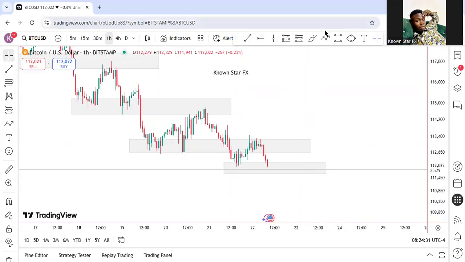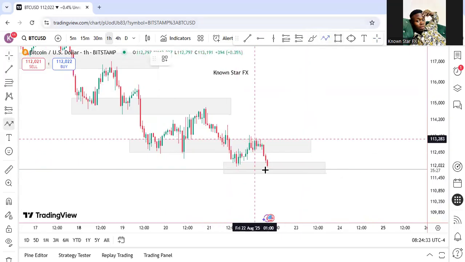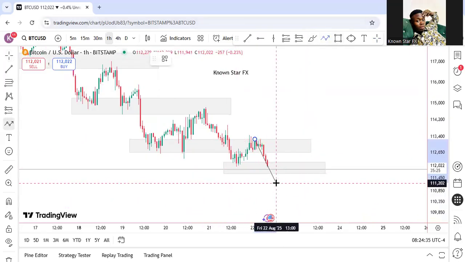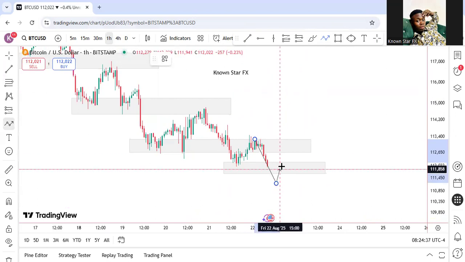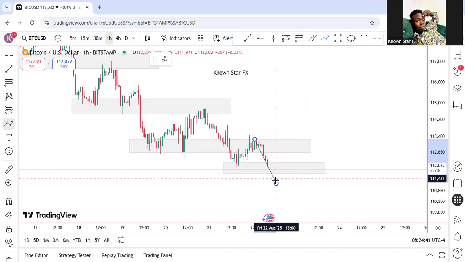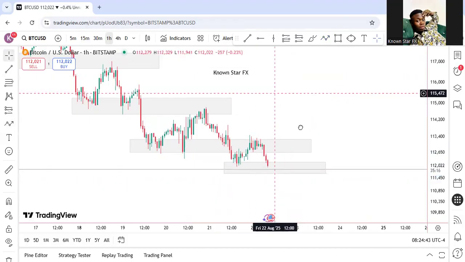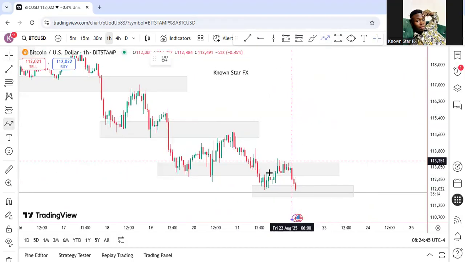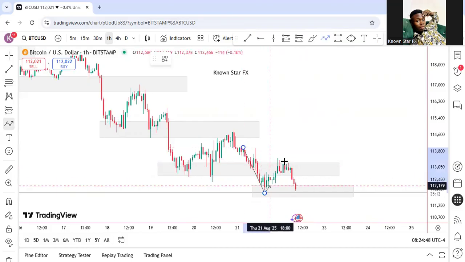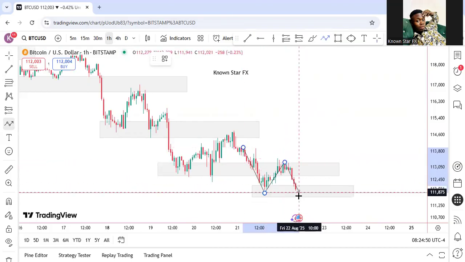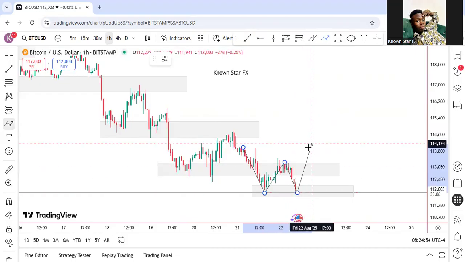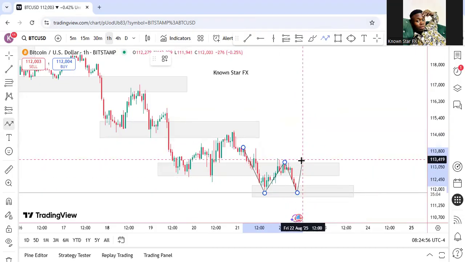Now, if the market fails to give us a lower low right here, and is unable to break this level that I've marked right here to the downside, now there's a high chance of what? A change in pattern. The market might start giving us a pattern like this. You can start seeing rejections from here.